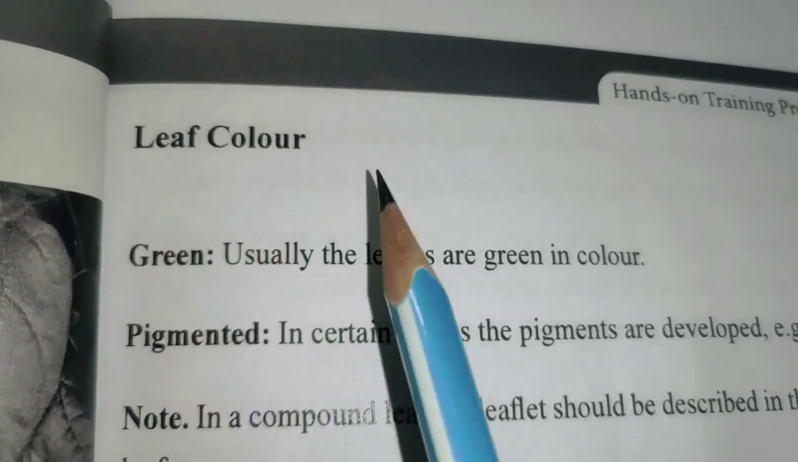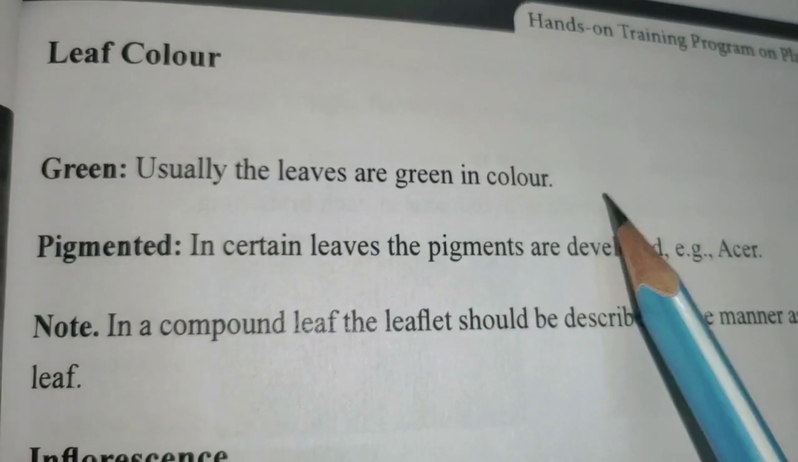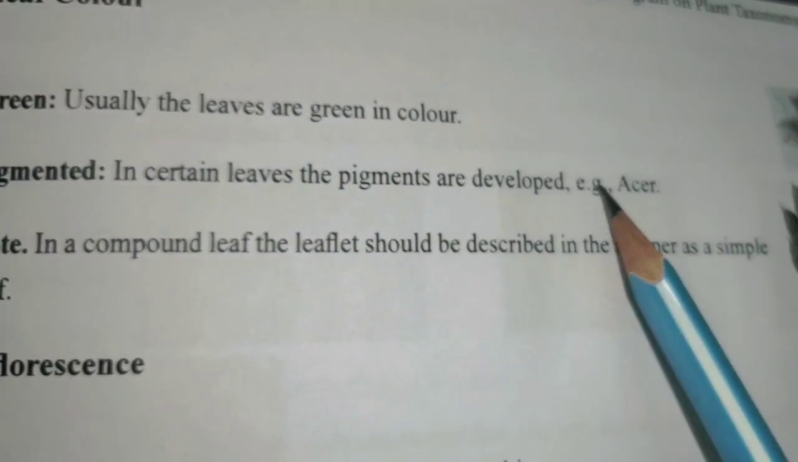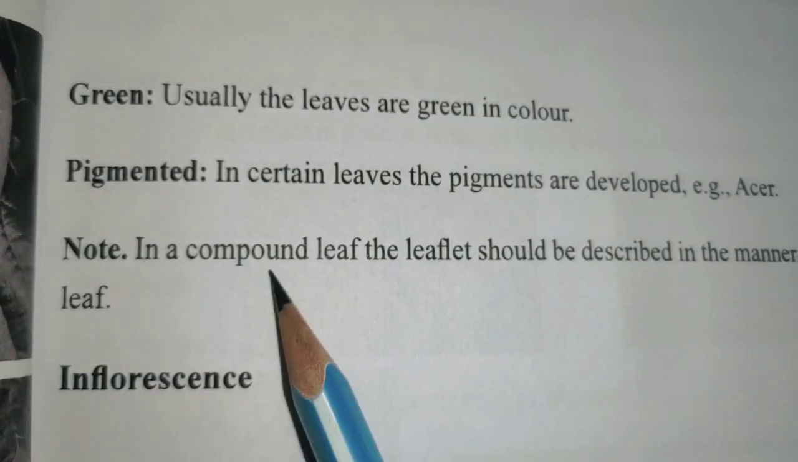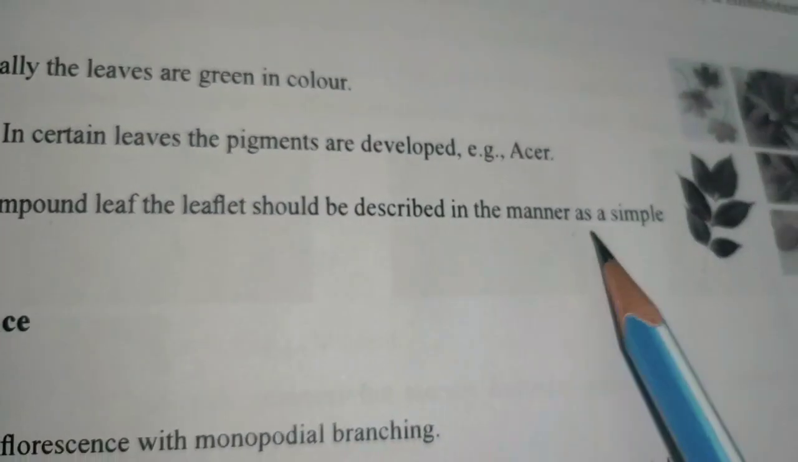Leaf color. Green, usually the leaves are green in color. Pigmented, in certain leaves pigments are developed, for example, Acer. Note, in a compound leaf the leaflet should be described in the manner of a simple leaf.